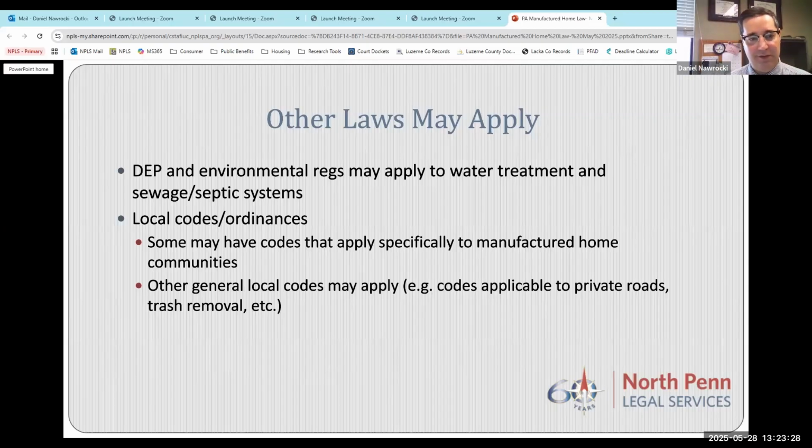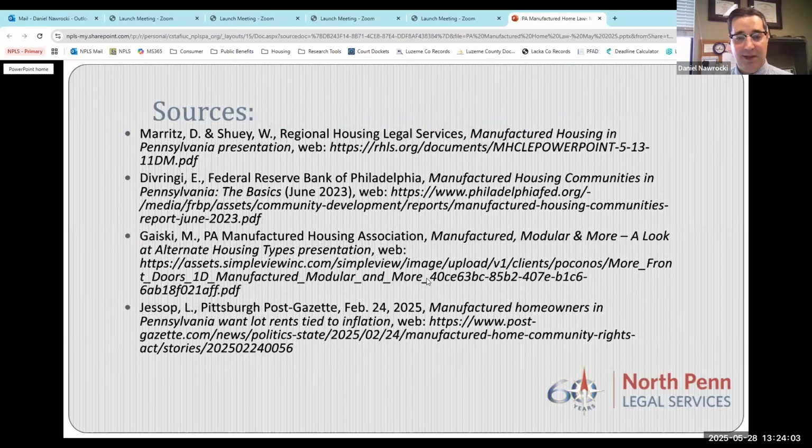Other laws that can apply are any environmental protection regulations that could apply to the water and sewer systems. Those are most often provided by the community owner. I mean, the community owner has to provide utility hookups, but a lot of times the community owner is charging the tenant directly for water and sewer services. And local codes and ordinances. Some might have codes that apply specifically to manufactured homes. And then there are also other things, like trash removal and access to private roads and stuff.